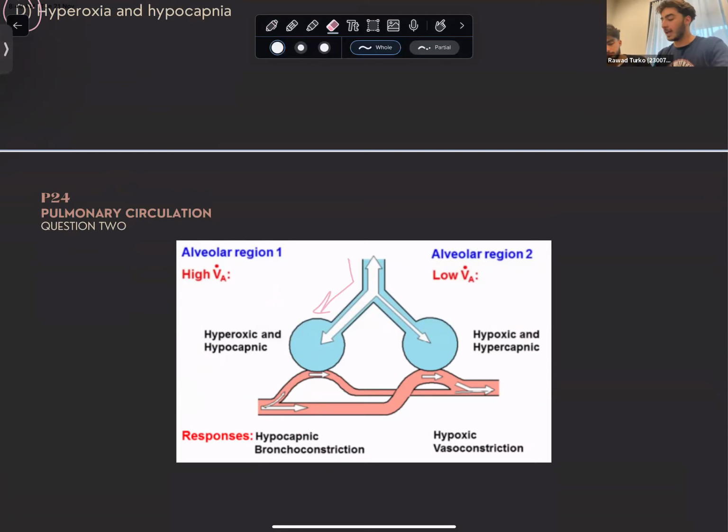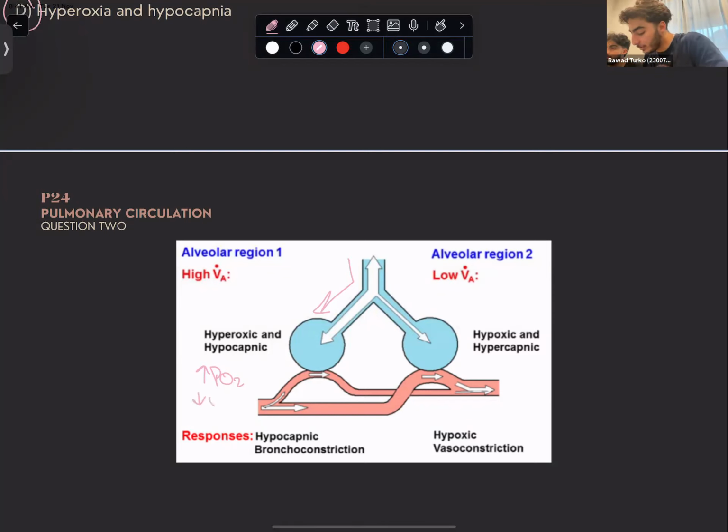Immediately, what's going to happen to this specific region? Hyperoxia. A lot of oxygen because you're ventilating a lot, and at the same time, obviously, when you're hyperventilating, you're exhaling a lot of carbon dioxide. So the first thing that's going to happen is high PO2. That's before any compensatory responses. So this is talking about the direct immediate effect: high PO2 and low PCO2.